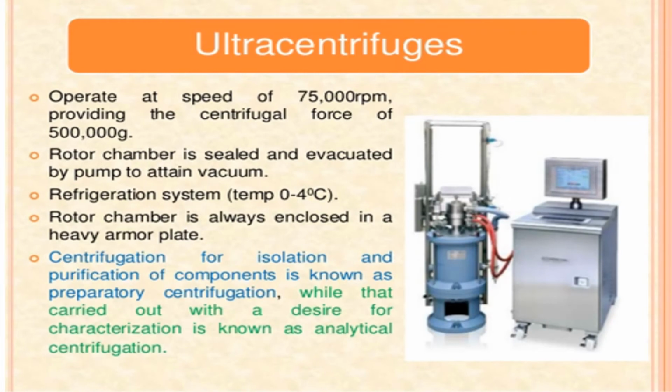Ultracentrifuges have a speed of 75,000. The rotor chamber is sealed and evacuated by a pump to attain a vacuum. There is a refrigeration system, with temperature 0 to 4 degrees centigrade. The rotor chamber is always enclosed in a heavy armor plate.